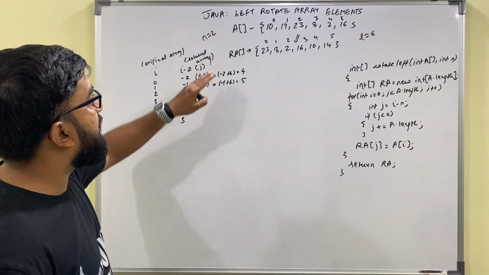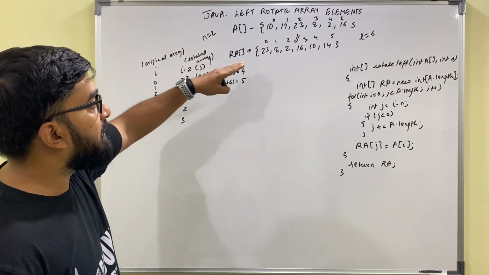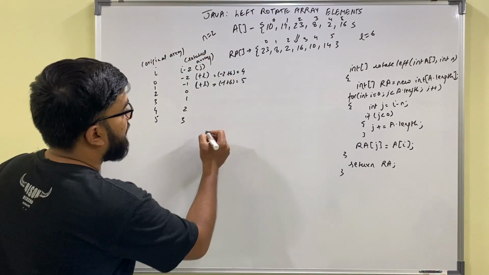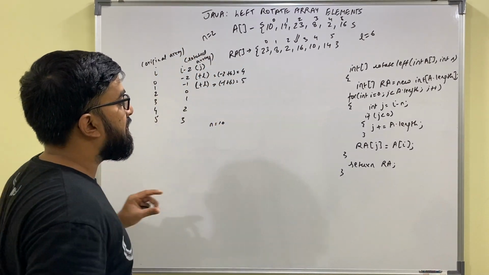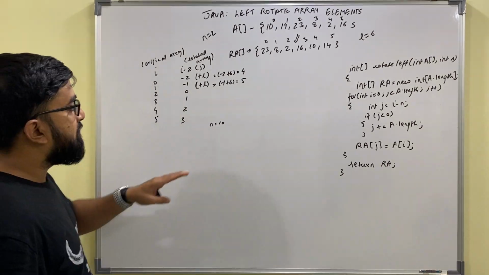Now what if n is a large value, that is, n is greater than the length of this array? Suppose I have n equal to 10. How do we handle this case? Because this will not work.